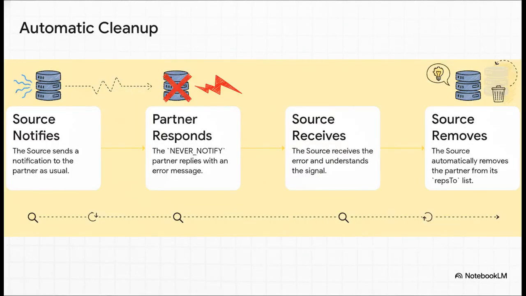And this is where the system's self-healing nature just shines. It's so cool. The next time the source tries to send a notification, it gets an error back, but it's a smart error. The source knows to interpret that error as a signal, a message that this partner doesn't want calls anymore, so it just automatically removes it from its contact list. All by itself, no human intervention needed.